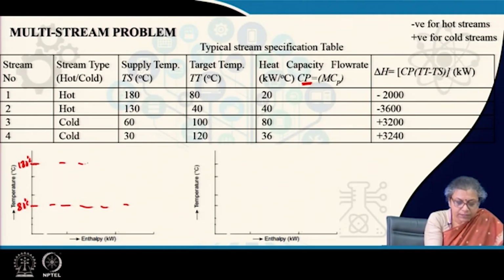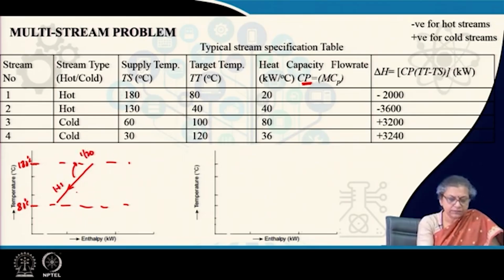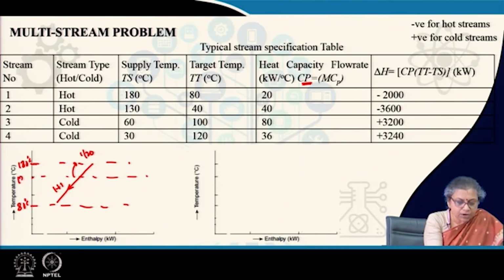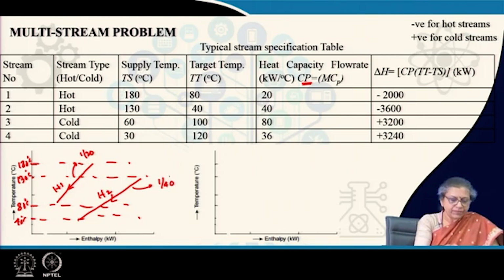So, therefore, for this particular hot stream I can just draw it in this particular way. The slope is going to be 1 by 20. Fine. For H1 I can draw this. Similarly, for H2 it is going to start from say 130 degree centigrade, it is going to end at say 40 degree centigrade. So, for this particular case also I can draw H2, this slope is 1 by 40, fine, right. Now, these are separate.